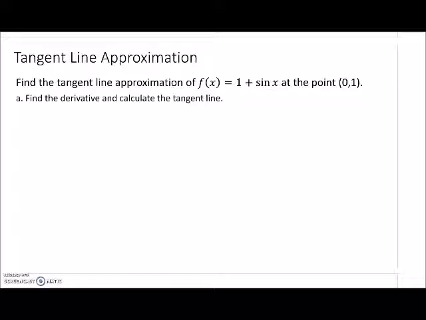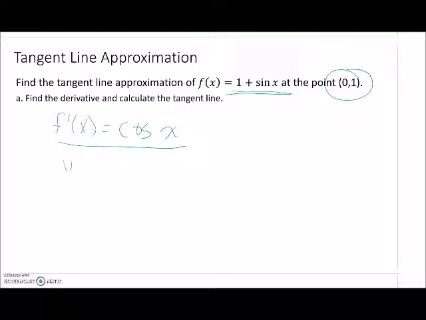approximation for f of x equals 1 plus sine of x at the point given, which is (0, 2). The first thing we need to do is find the derivatives. The derivative of 1 plus sine of x, f prime, would be cosine of x. So having this derivative, now we have to calculate the line using this formula.